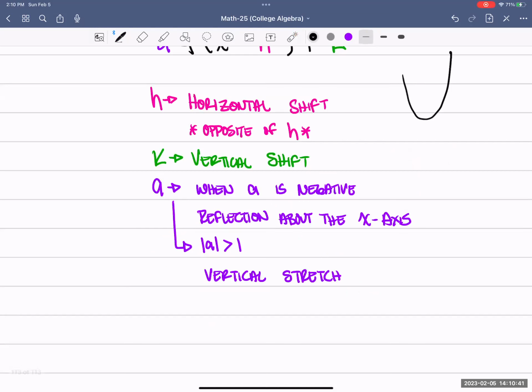And lastly, for A, we had whenever the absolute value was small, so between 0 and 1. So 0 is less than the absolute value of A, which is less than 1. We had a horizontal stretch. So we grabbed these and kind of pulled them outward. So we had a horizontal stretch.